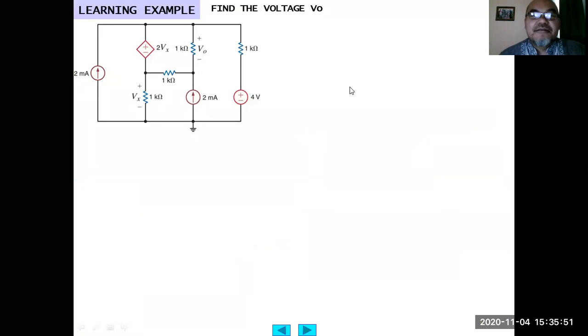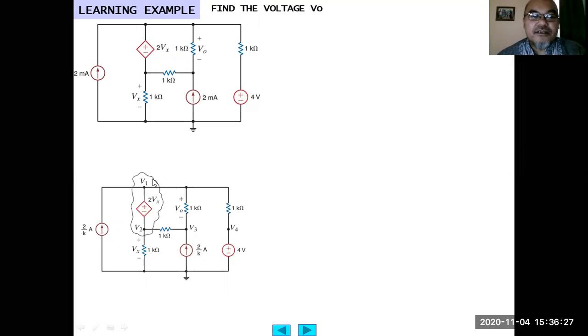Another example of application of supernode with dependent sources. So here we are asked to find the voltage across this 1 kilo ohm resistor, V out. It has 3 independent sources: 2 independent current sources, 2 milliampere, and 1 independent voltage source, 4 volt, and then 1 voltage controlled voltage source, 2 Vx, and Vx is defined as the voltage across this 1 kilo ohm resistor.